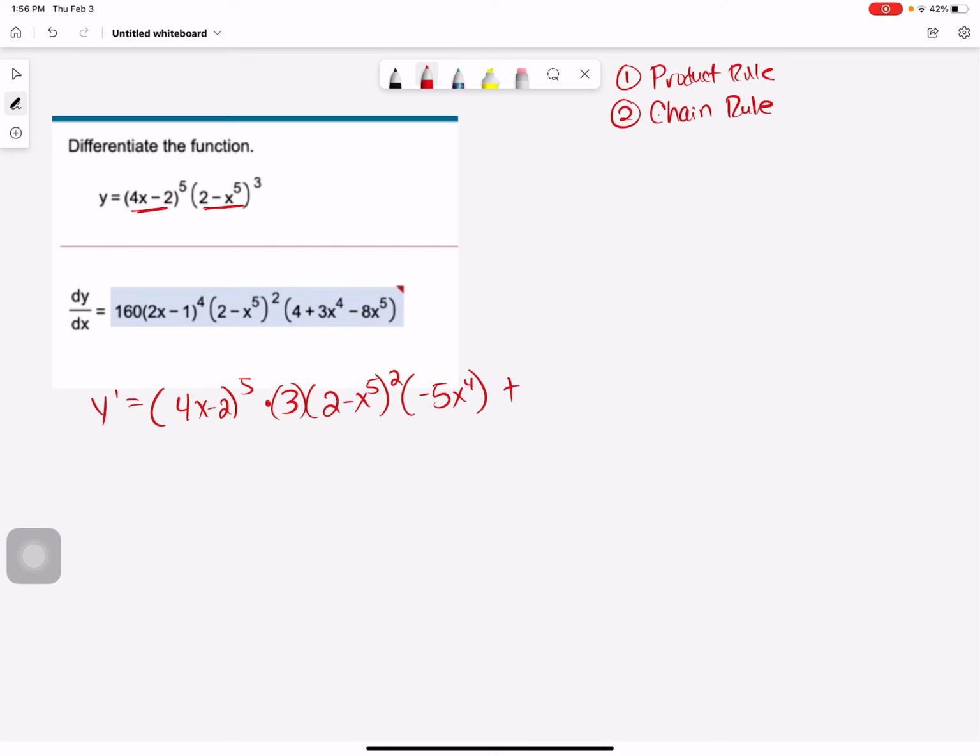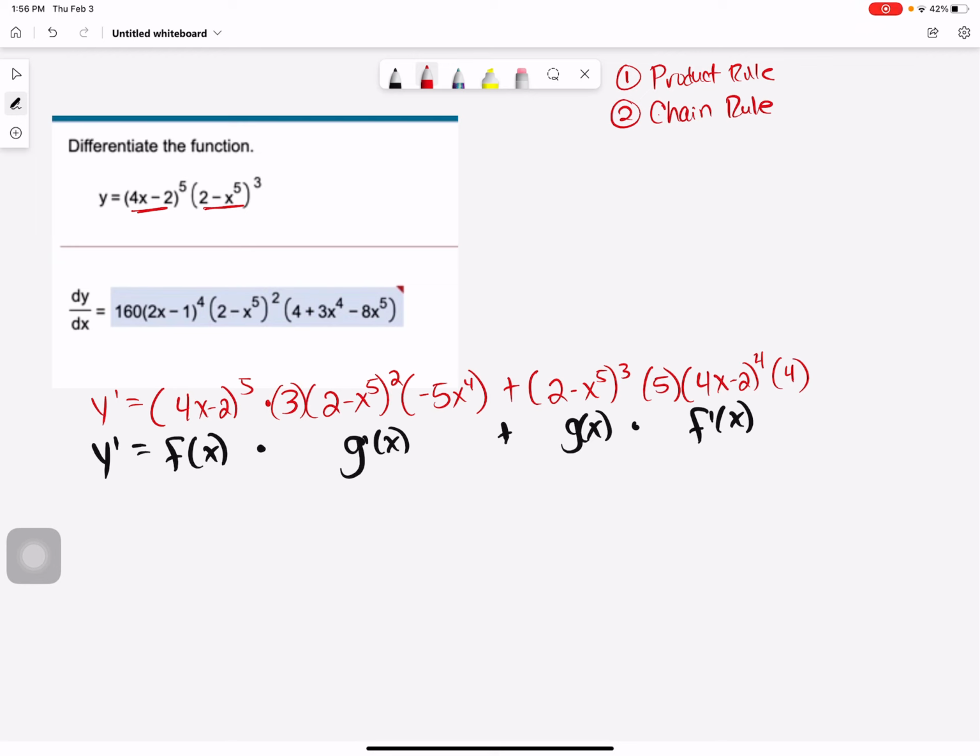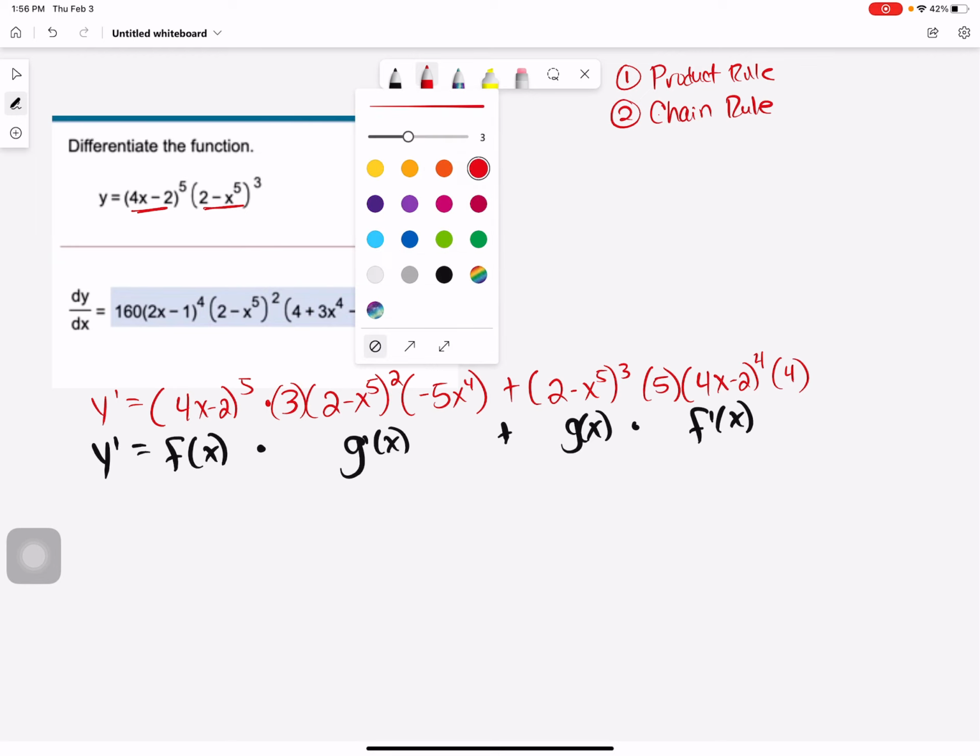So that's the first times the derivative of the second plus the second times the derivative of the first. And that's the calculus, right? That's the only calculus that we have. Everything after that is algebra.